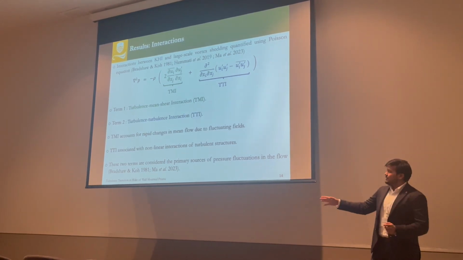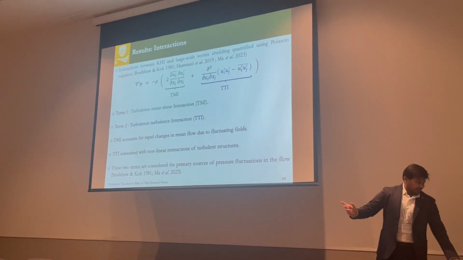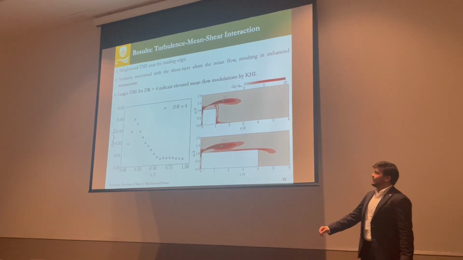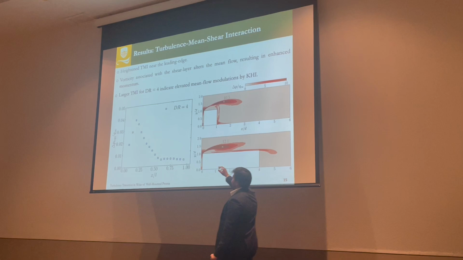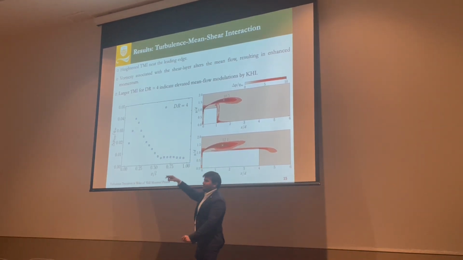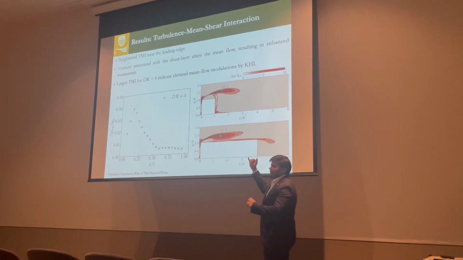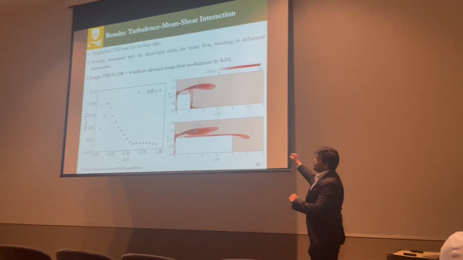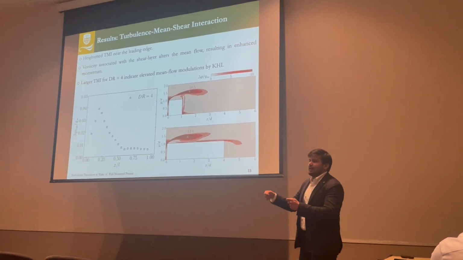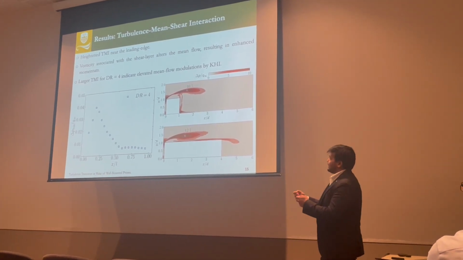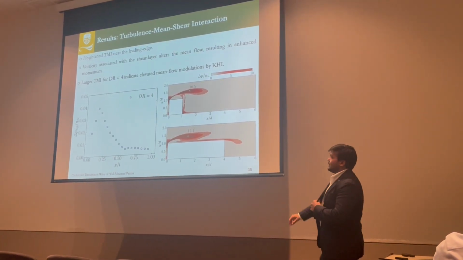So in the next few slides, I'll be looking at these two terms individually, starting with the turbulence mean shear interaction. So initially we note a heightened turbulence mean shear interaction at the location where the abrupt shear layer separation occurs for both cases. Further downstream, the vorticity associated with the shear layer alters the mean flow in that region that basically results in an enhanced flow momentum transport for both of these cases here.